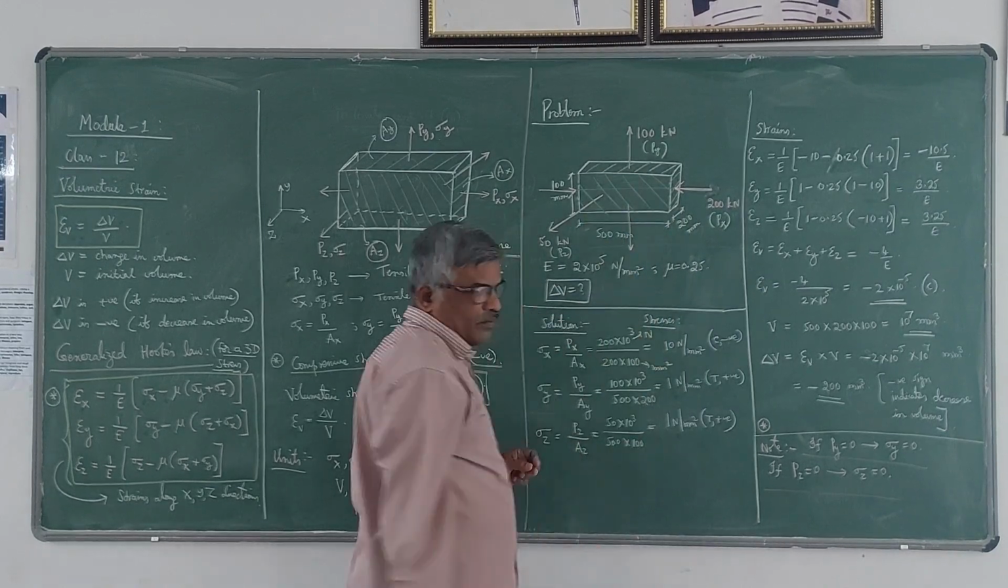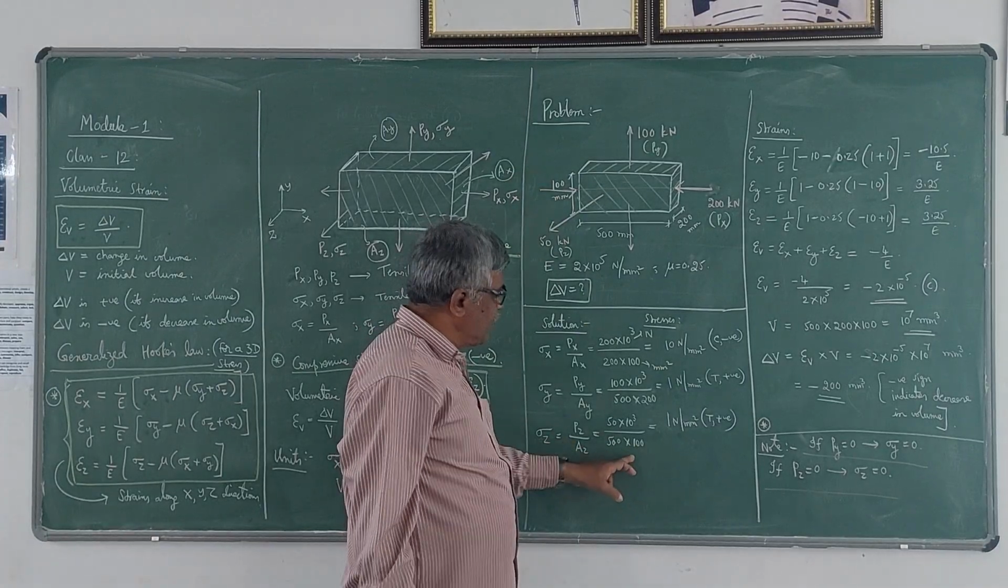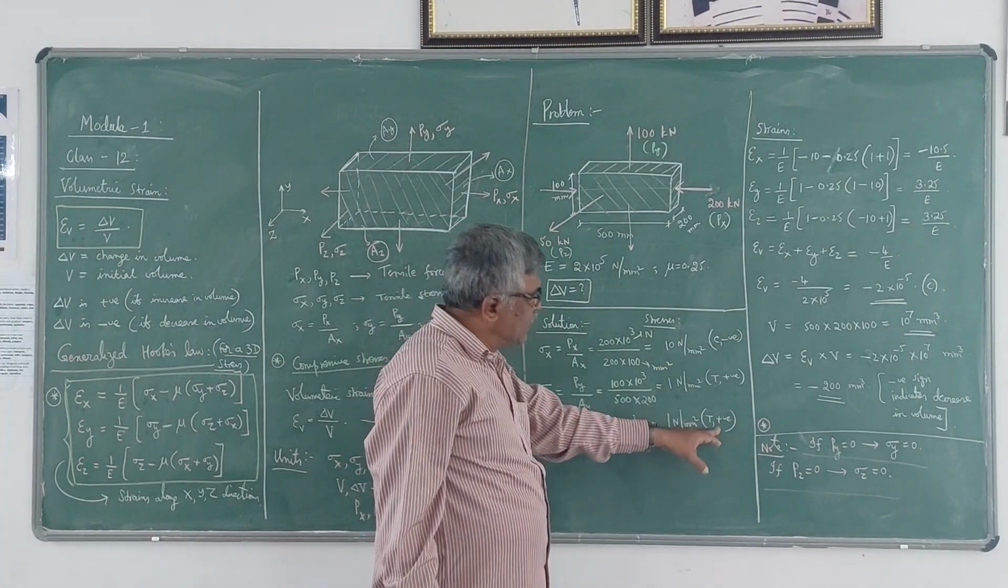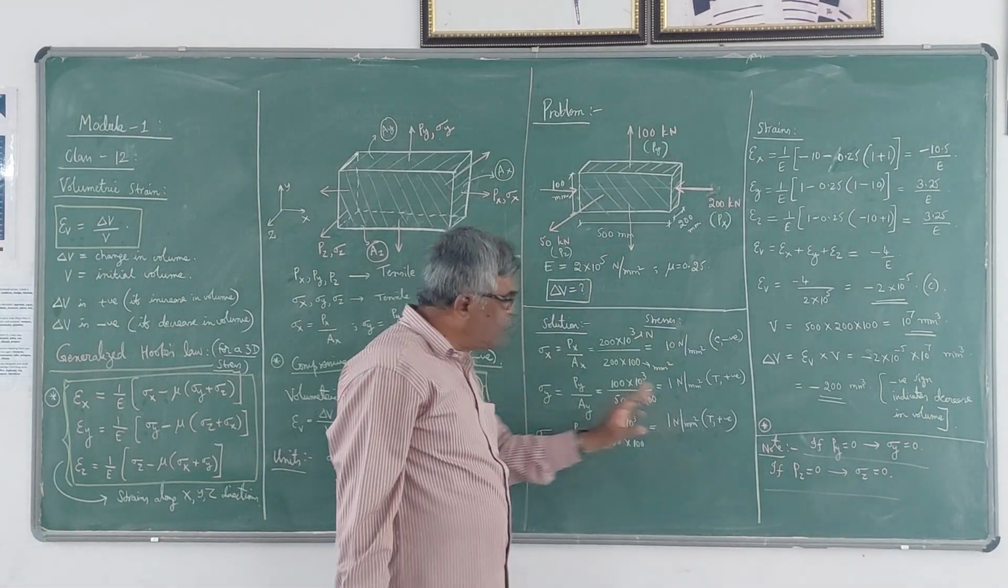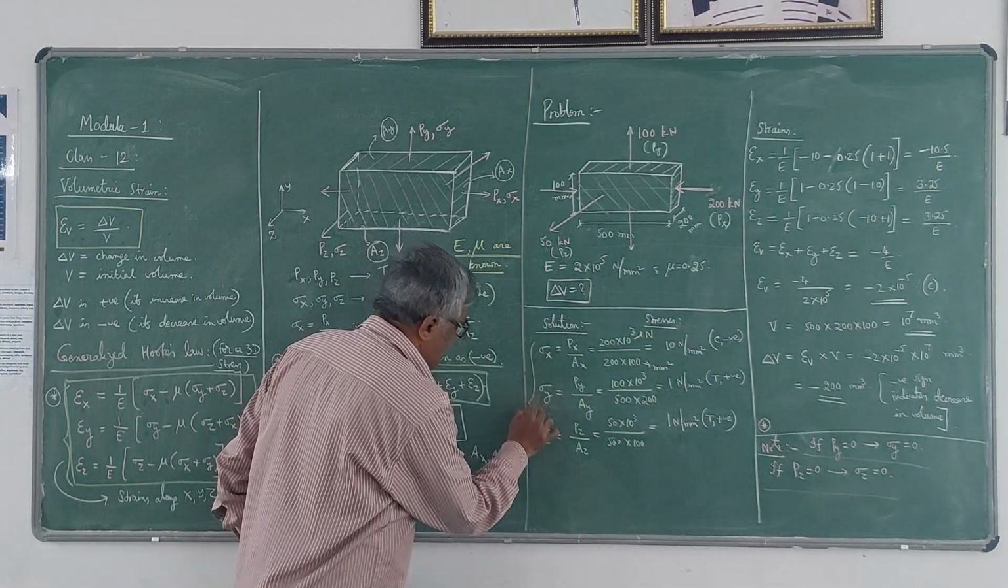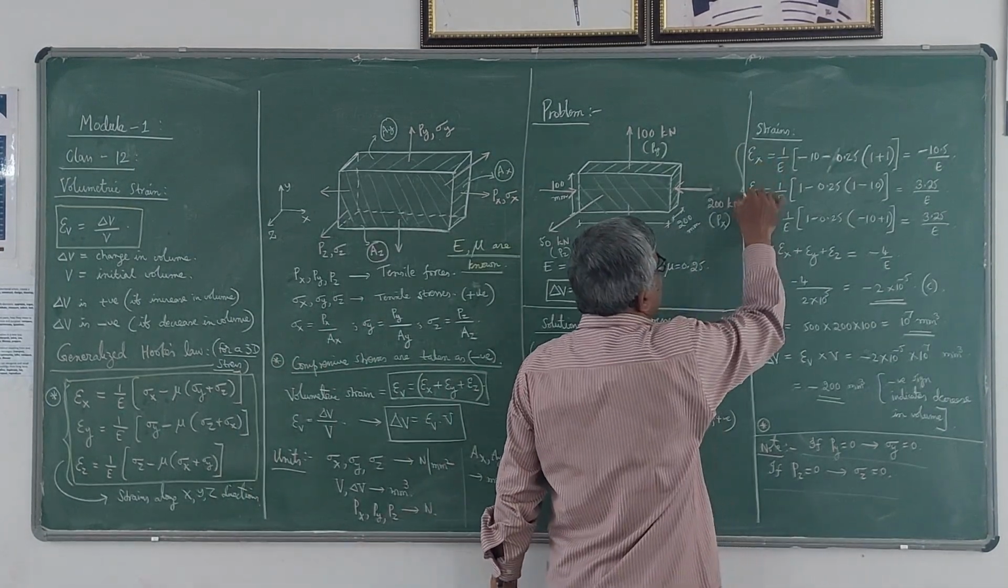This is xy plane. So that area is 500 by 100. Okay. If you simplify this, you will get 1 Newton per mm square. That is also tensile because tension force is there. That is also taken as positive. So first you get the values of the stresses in all the three directions. Now once you get the value of stresses, then you can find the strain values.